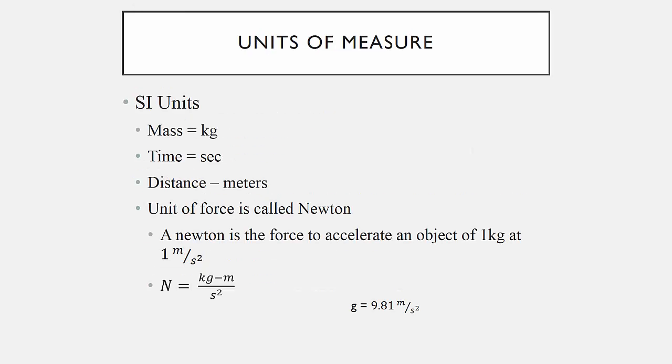So your units of measure: we've got SI units, in mass, kilograms, time is seconds, and distance we're going to be talking about meters. The unit of force is a Newton, and the definition of a Newton is the force to accelerate an object of 1 kilogram at 1 meter per second squared. So if I have a mass of 1 kilogram and I use an acceleration to push at 1 meter per second squared, that is a Newton. And you can see there that the units of a Newton is a kilogram meter per second squared. And when you're talking about acceleration due to gravity, using the SI units, you're using 9.81 meters per second squared.